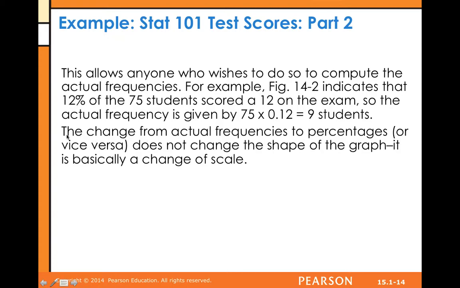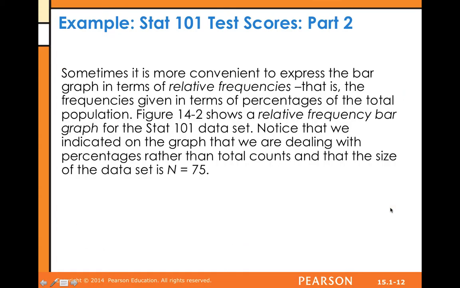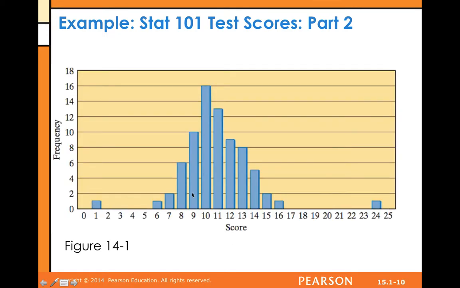So here's one last thing to note about this. If you convert from frequencies to relative frequencies, or vice versa, you don't change the shape of the graph. It's just a change in scale. So this guy right here is sort of hump shaped, right? Builds up to a peak and then tapers off. That has the same exact shape as this graph, right? Where you had just the raw frequency.